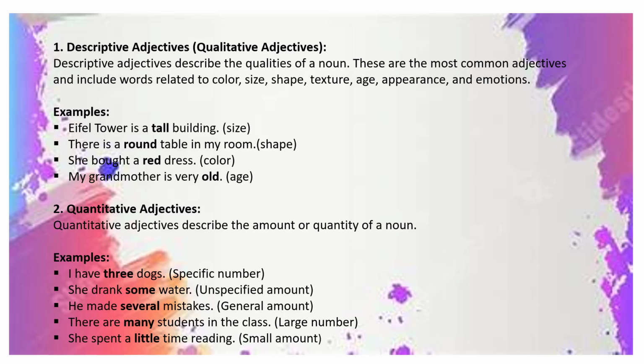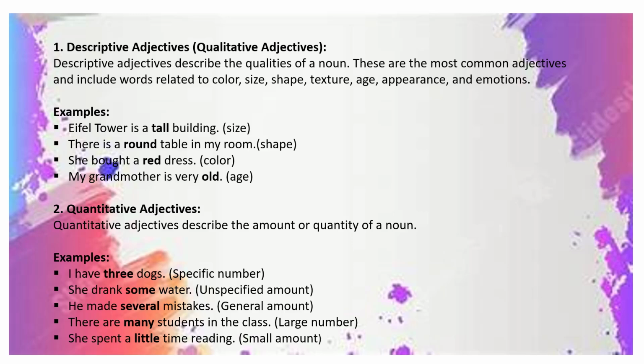For example, Eiffel Tower is a tall building. There is a round table in my room. She bought a red dress. My grandmother is very old. In the first example, tall can also be used for a person. Here I used tall for the Eiffel Tower building. We can also use the word big, because big is also used for describing size.